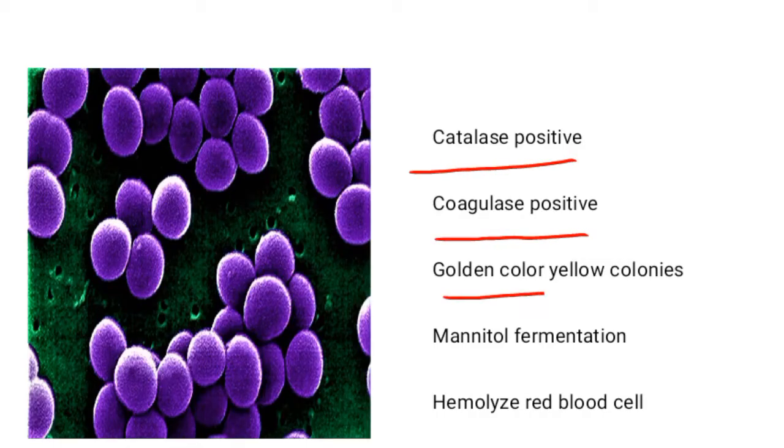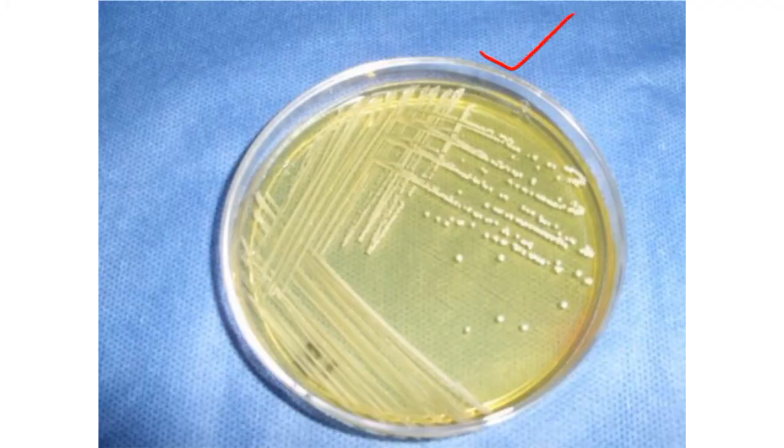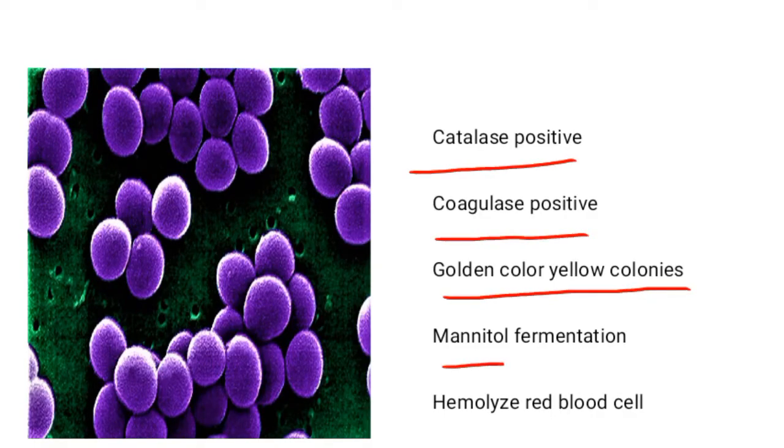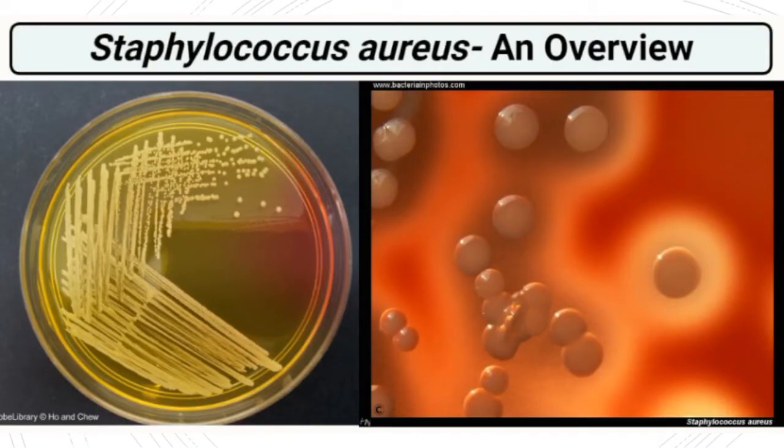Staph aureus also produces golden yellow colonies. This yellow color is due to the pigment staphyloxanthin produced by Staph aureus. Staph aureus also ferments mannitol and hence can grow on mannitol salt agar. Staph aureus also hemolyzes red blood cells, and hence shows beta hemolysis, or complete hemolysis, on blood agar. This hemolysis is due to hemolysins produced by Staph aureus.